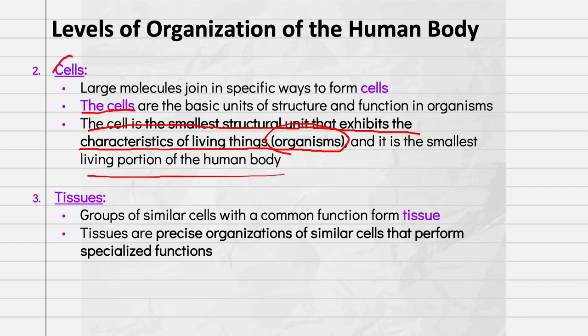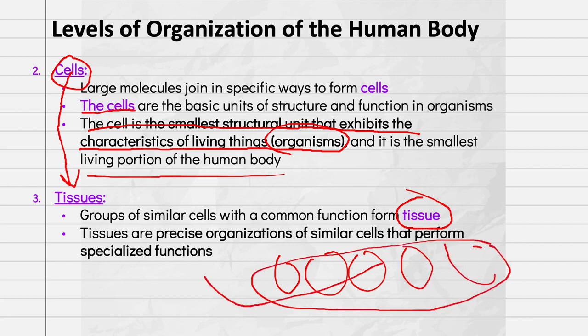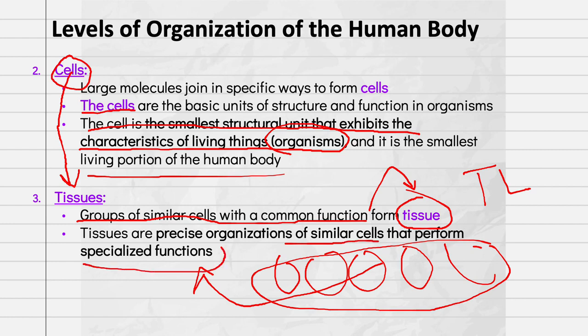Many cells will join together to perform a similar or common function, and this structure is known as tissue. For example, a lot of similar cells will group together and make a tissue. So how do you define tissue? Groups of similar cells with a common function form tissue, and this level of organization is known as the tissue level.